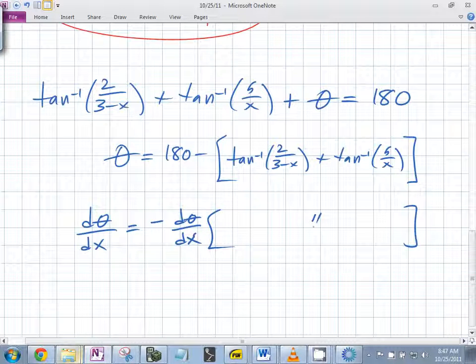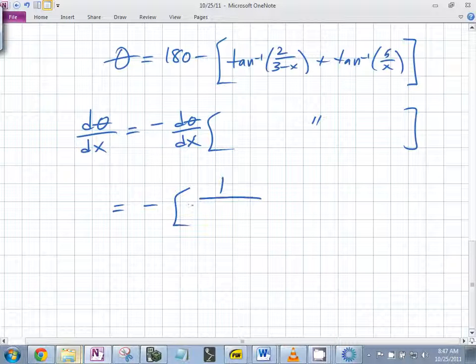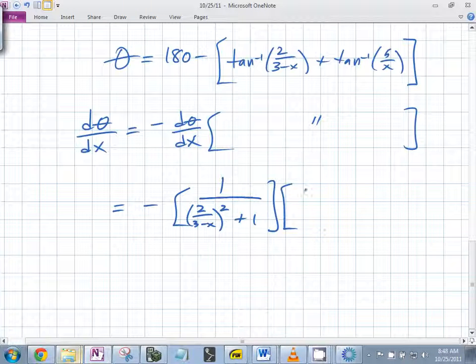Inverse trig function. Yeah, you need the derivative of inverse tangent. What is the derivative of inverse tangent? 1 over x squared plus 1. Okay, so it's going to be negative 1 over 2 over 3 minus x, squared, plus 1, times the derivative of 2 over 3 minus x. Do you agree? Wait, it's 2, isn't it? Chain rule.